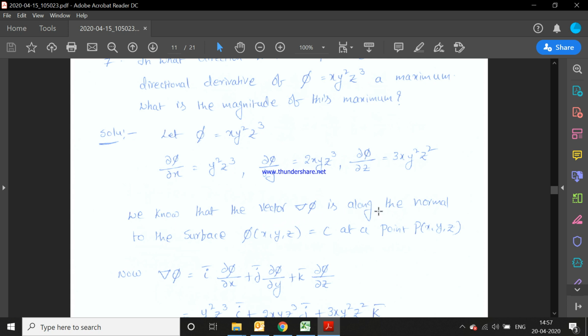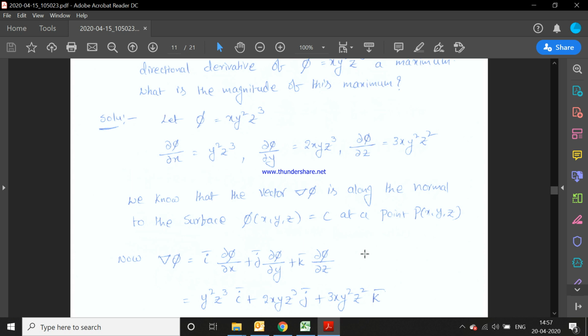We know that the vector del phi is along the normal to the surface phi(x, y, z) = c at a point P(x, y, z). First we have to find the normal to the given surface, that is del phi.